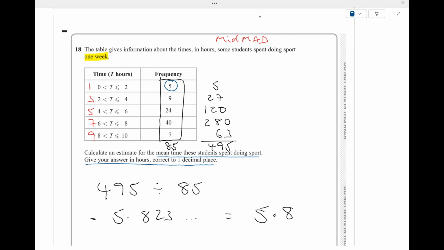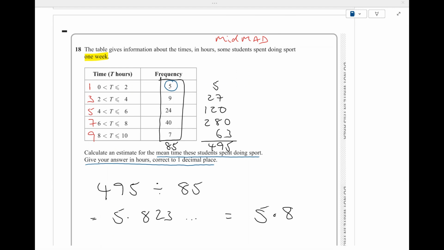And that looks about right, doesn't it? Because people spent between 0 and 10 hours doing sport. So I'm not surprised that the mean time is about in the middle of that. 5.8 seems reasonable to me.